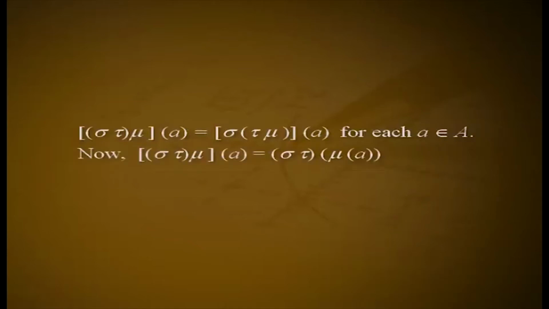For this, we have to show that ((στ)μ)(a) is equal to (σ(τμ))(a) for each a in A. Now, ((στ)μ)(a) is equal to (στ)(μ(a)) is equal to σ(τ(μ(a))) is equal to σ((τμ)(a)) is equal to (σ(τμ))(a). Hence, the associative property is satisfied.